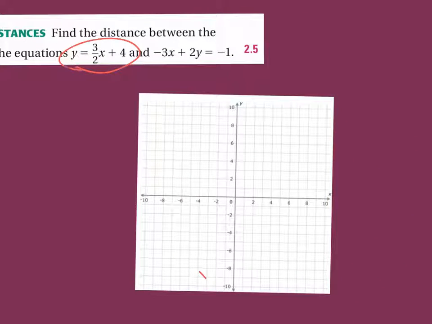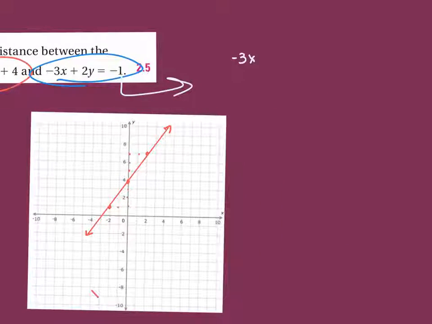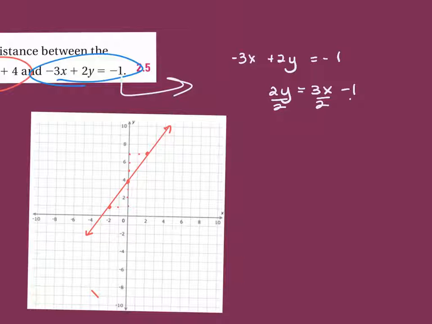All right, so this one makes you graph it first and then find the distance. This is already in slope-intercept form. This is up 4, 1, 2, 3, right 2, or down 1, 2, 3, left 2. And there's my first line. Then this is not in slope-intercept form, so I'm going to solve for y. Negative 3x plus 2y equals negative 1. 2y equals 3x minus 1, divide by 2, and y equals 3 halves x minus 1 half.